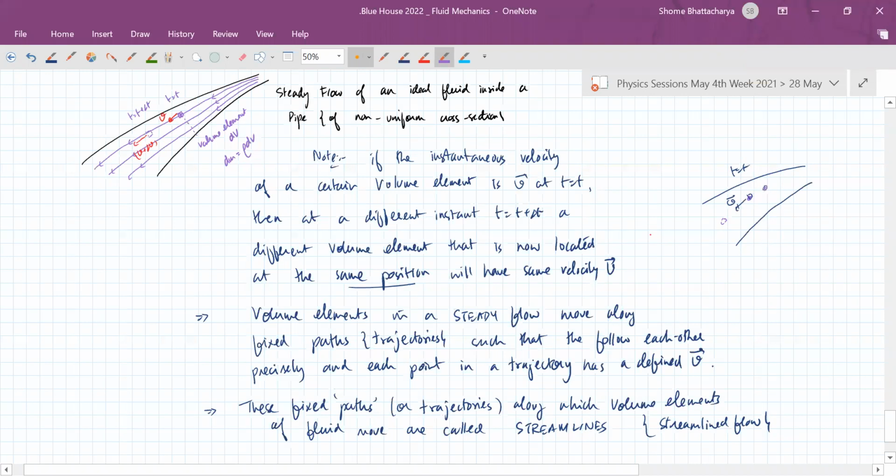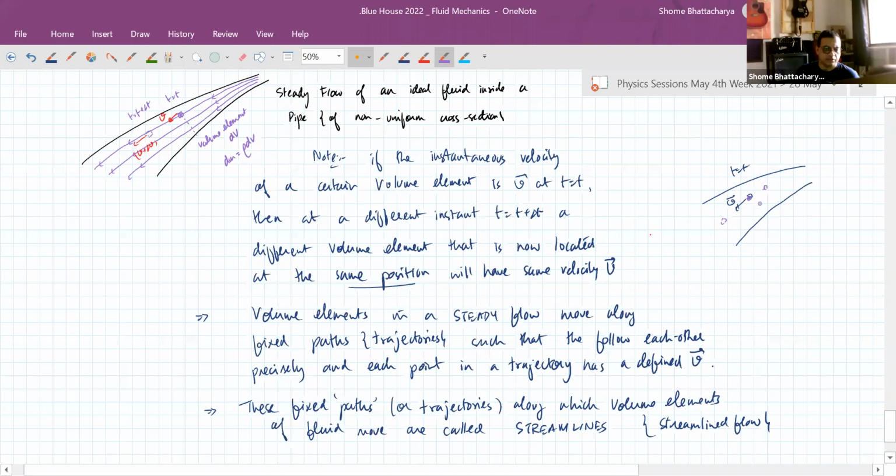So now the new volume element that is present over here now at t plus delta t will have the same velocity as the earlier one had. So it's like each volume element is following the one in front, and its velocity profile is changing according to how this one is changing.